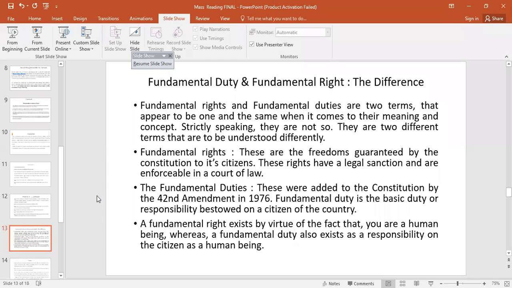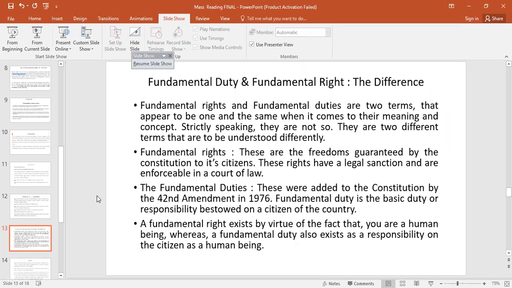Now, there are two terms, fundamental duty and fundamental right. We know if there is duty, there has to be right. Now, there's a confusion many times. Many people might have said, this is my right. But when the point of right is coming, we should know that we have got certain duties also. If we do not do our duties, rights cannot be established, rights cannot be enjoyed.